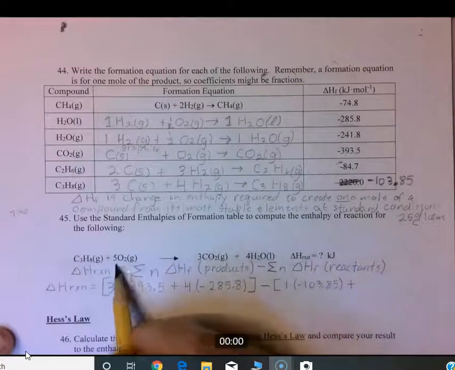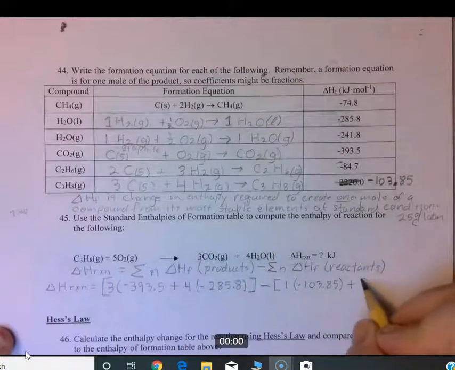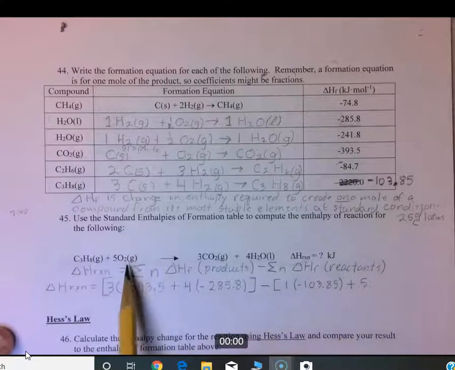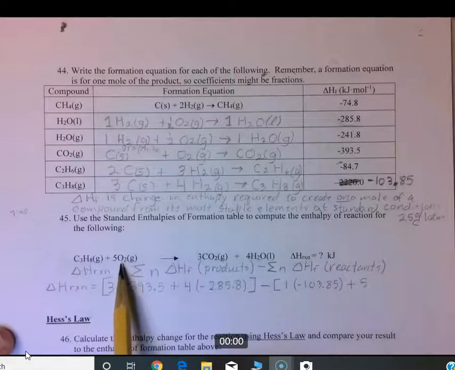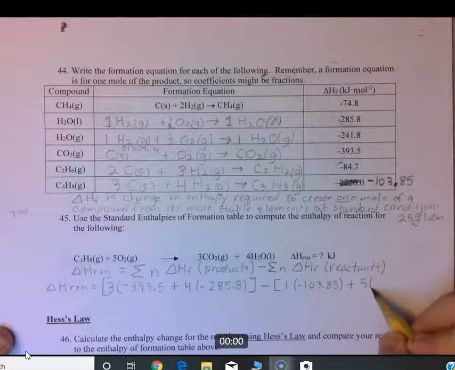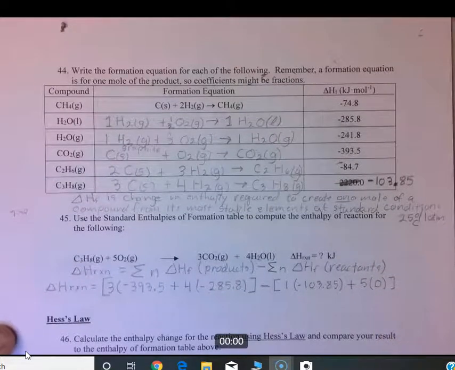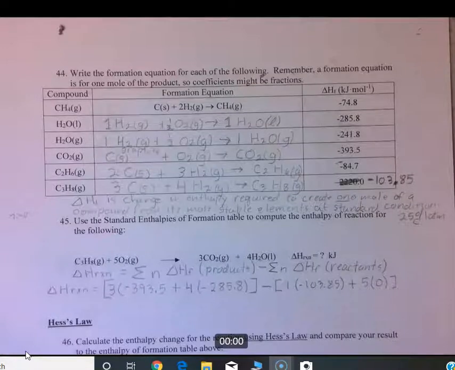Plus oxygen, O2, is 5 moles. But a rule to remember is that the delta H of formation of pure elements, such as O2, H2, anything like that, is 0. It's by definition 0. So it's 5 times 0. We're going to close that in square brackets. Okay, now you have to go through and be careful with the negative signs.